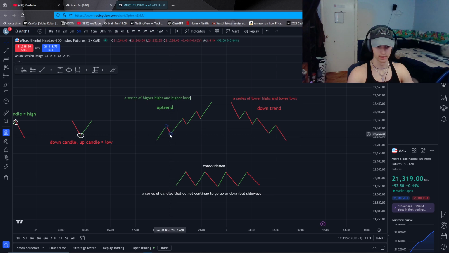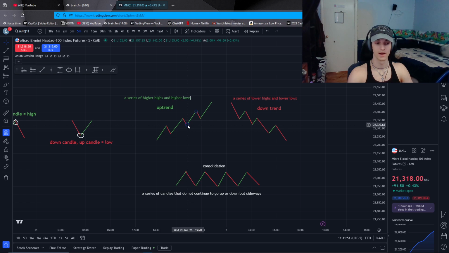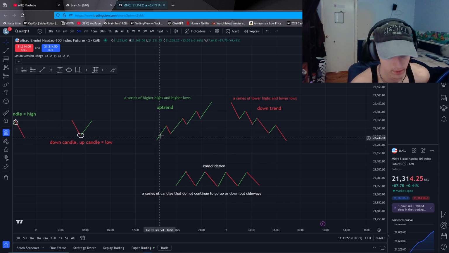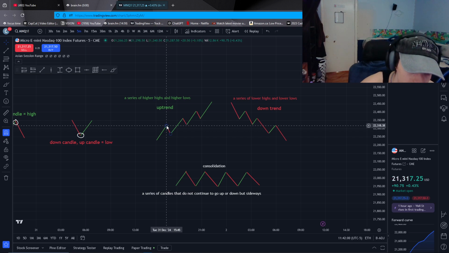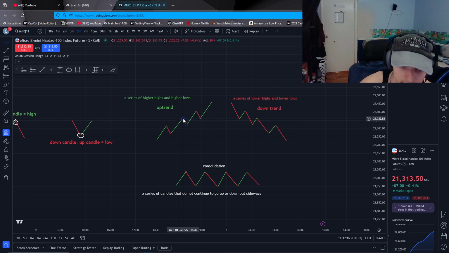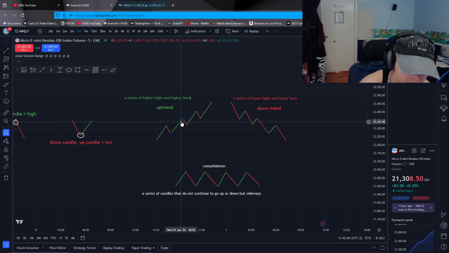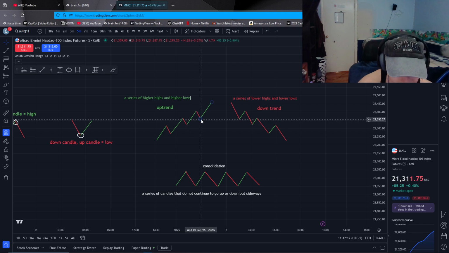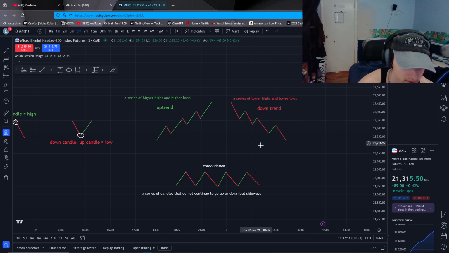And we have a low here at this point, a higher low at this point, and then an even higher low at this point. So we have a high here, and then the next high is higher than the last, and then the next high is higher than the last. Low here, the next low is higher than the last, and the next low is higher than the last.